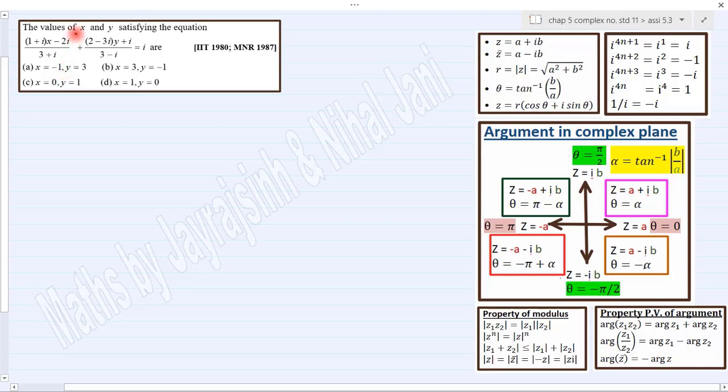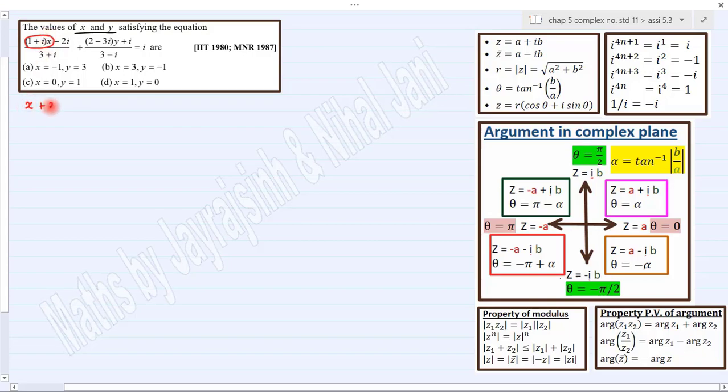In this question, you have to find the value of x and y which satisfy our equation. So without wasting time, let's simplify our equation. In the numerator of the first term, we will open the first bracket. So we will get x plus xi. Your minus 2i will be as it is. And in the denominator, we have 3 plus i.